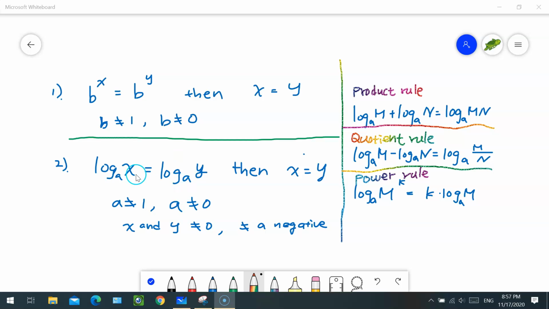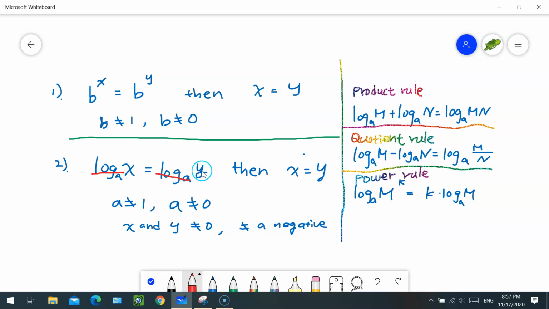Another rule is for the logarithmic equation. When you have log base a of x equal to log base a of y, then we can let x equal y, because the log a and log a we can cross out. In the same way, there is some priority we have to make sure. For example, the base a cannot be equal to 1, and cannot be equal to 0.